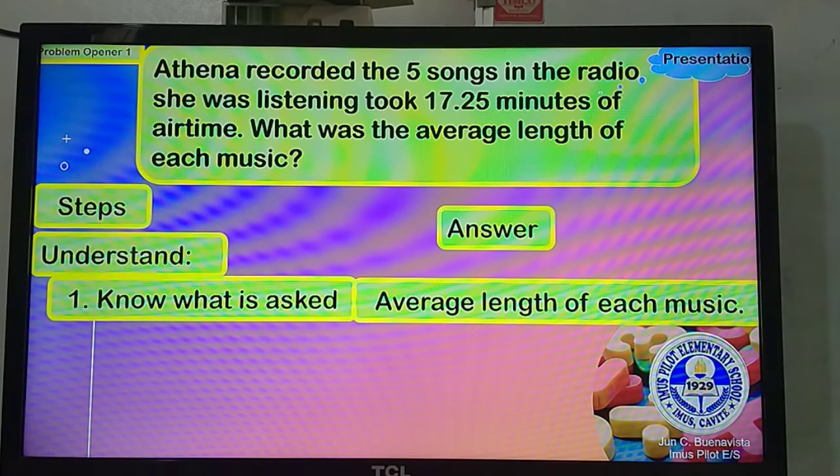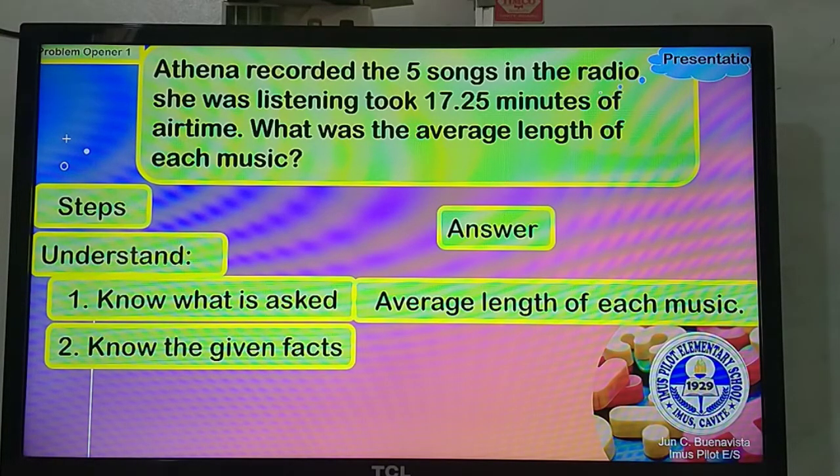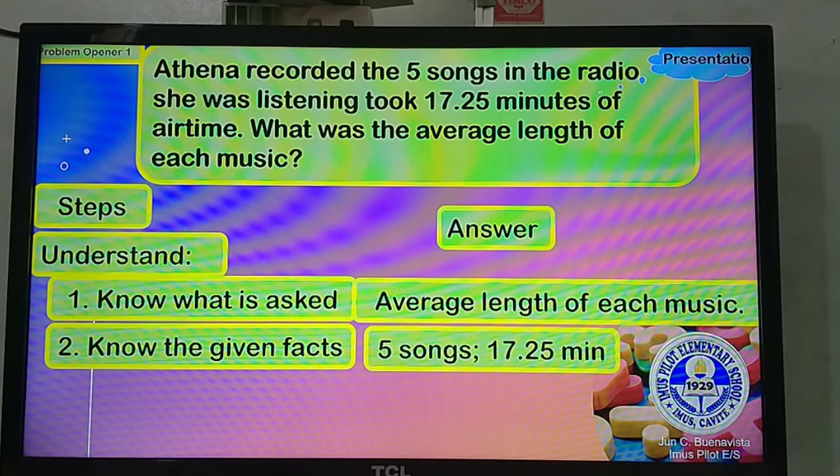So after you know what is asked, the second step is you're going to know the given facts. Ano ba tong mga given facts? Those given facts are used to solve the problem. So in other words, ito yung mga numbers na kailangan natin in order to solve the problem. So ano yung mga given facts natin dyan? The given facts are 5 songs and 17 and 25 hundredths minutes. So those are the given facts that you are going to use to solve the problem.